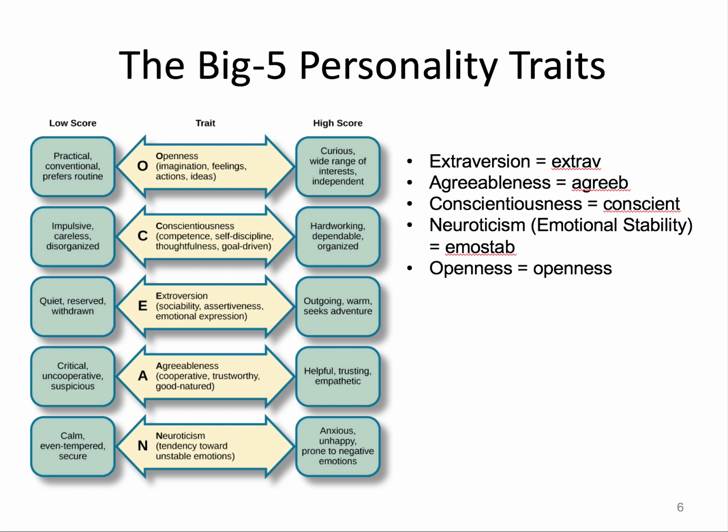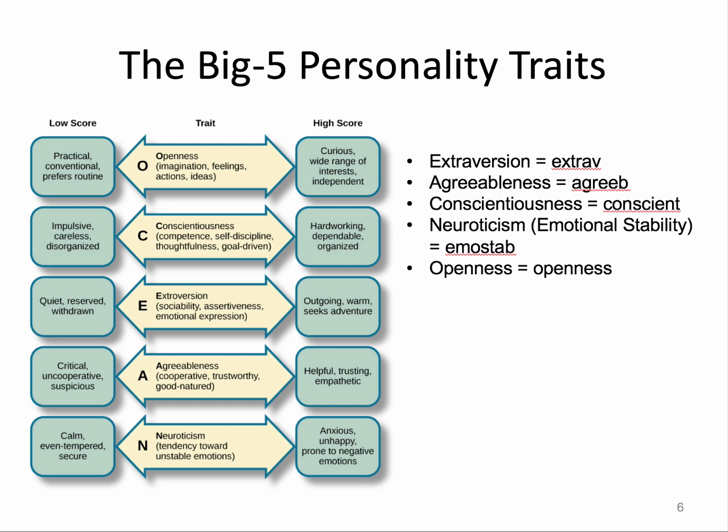Then we have agreeableness. This is somebody who's trustworthy and good-natured and cooperative. On the high side, it would translate to somebody who's helpful and trusting and empathetic, who understands the feelings of others and is always thinking of how others might feel about something, is taking the perspective of others. On the low side, it would translate into somebody who is critical, uncooperative, suspicious.